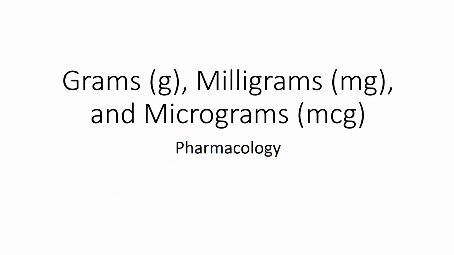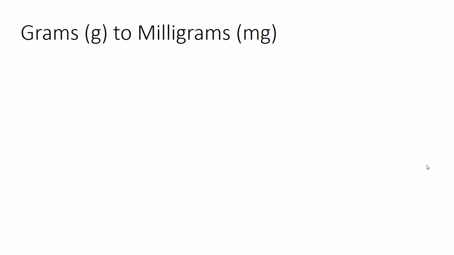All right, we are going to talk about the relationship between grams, milligrams, and micrograms. And if you notice, the abbreviation for grams is g, milligrams is mg, and micrograms is mcg. So let's talk about grams to milligrams first. 1 gram equals 1,000 milligrams.